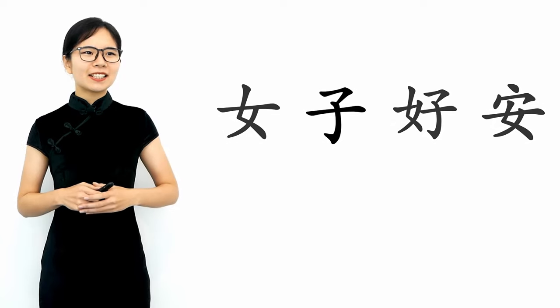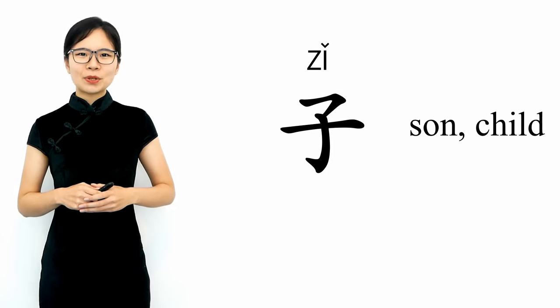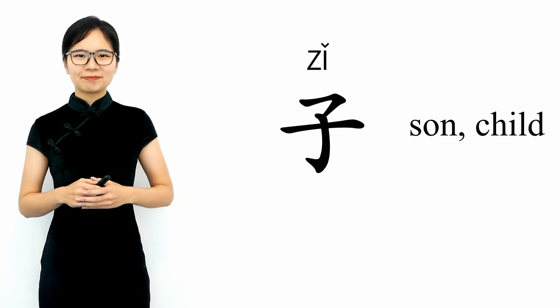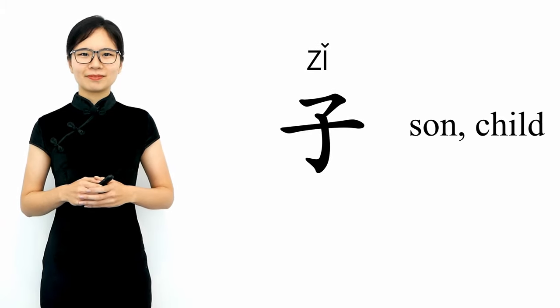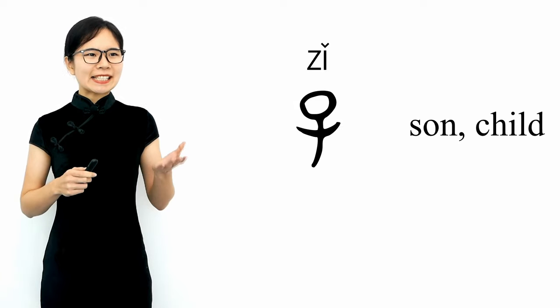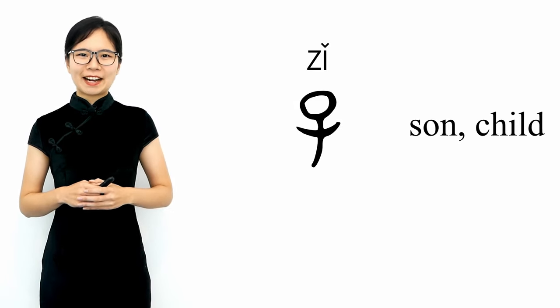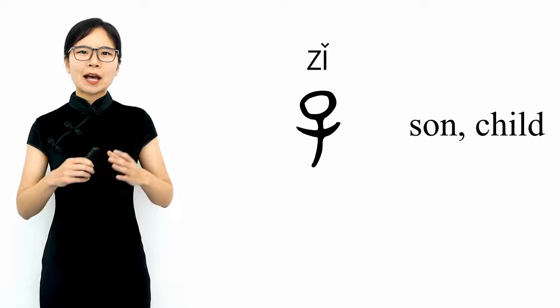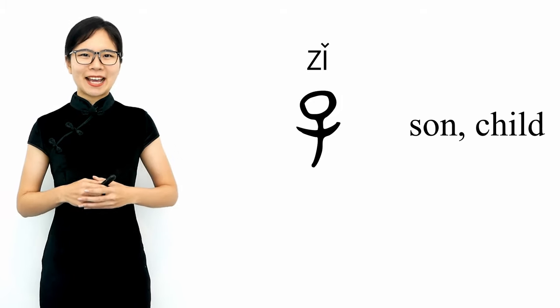Our next character is 子, which means son or child. 子, 子. Here, you can see the ancient form of this character. It represents a baby swaddled up in a blanket.